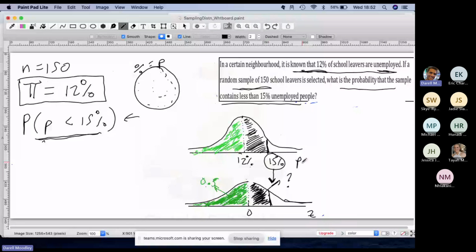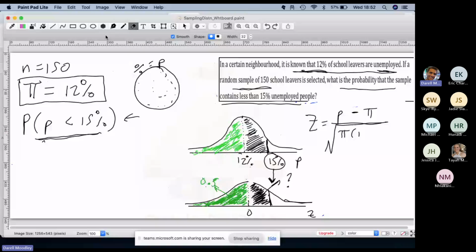Fortunately, there's a formula to do that, and you don't need to memorize it. The formula is Z equals P minus pi, all over the square root of pi times 1 minus pi, all over n. I know it's a lot, but just feel comforted that you don't have to memorize the formula. It is given to you. You just need to know how to use it. Everything in the denominator is under the square root sign.